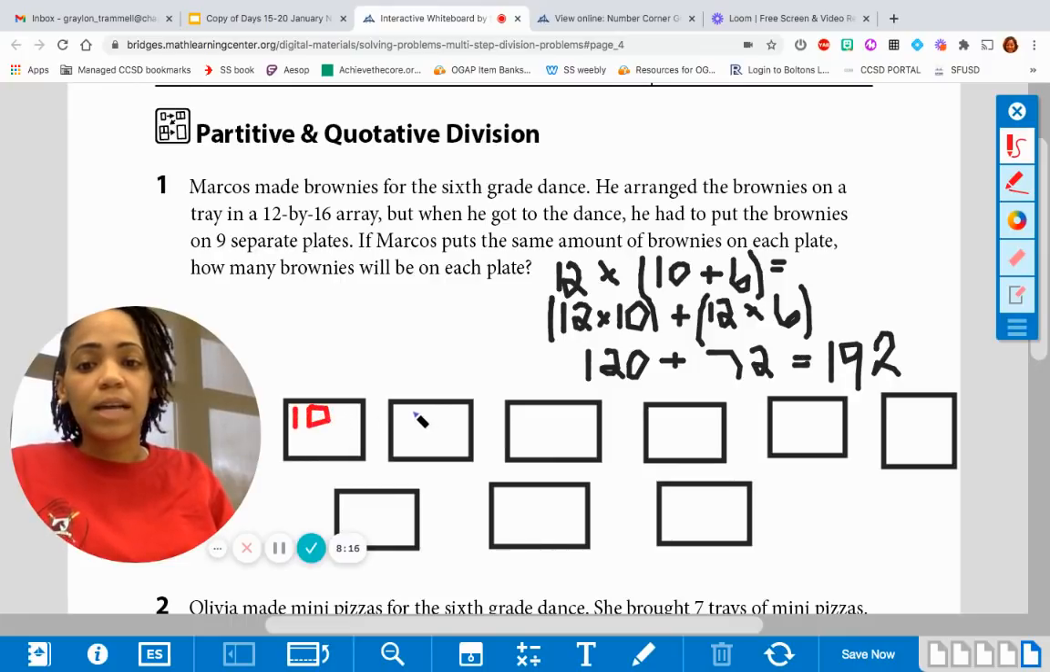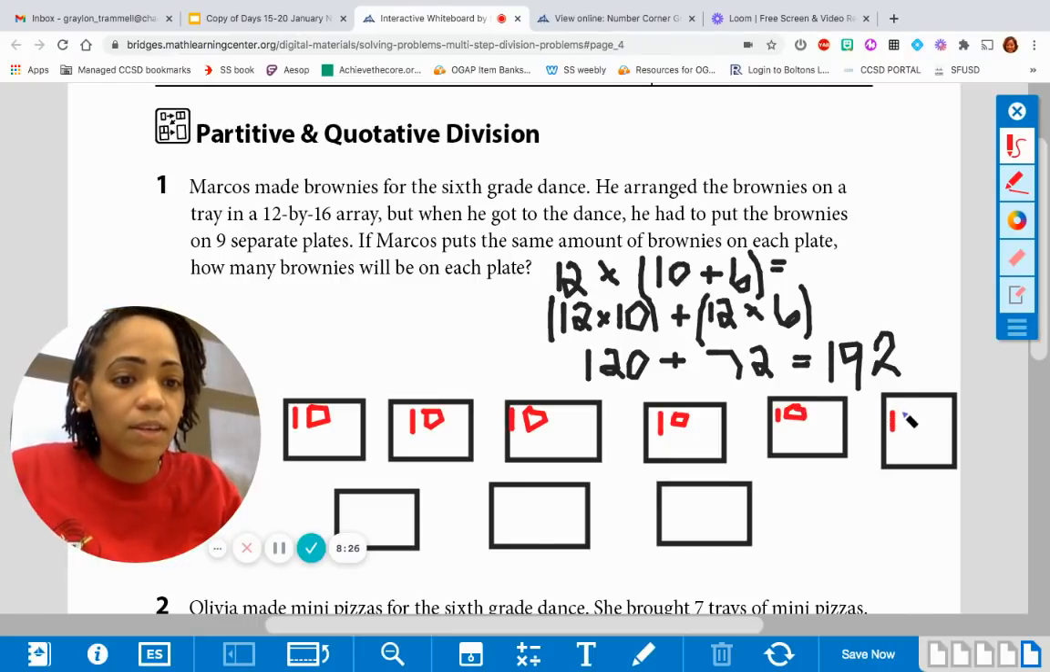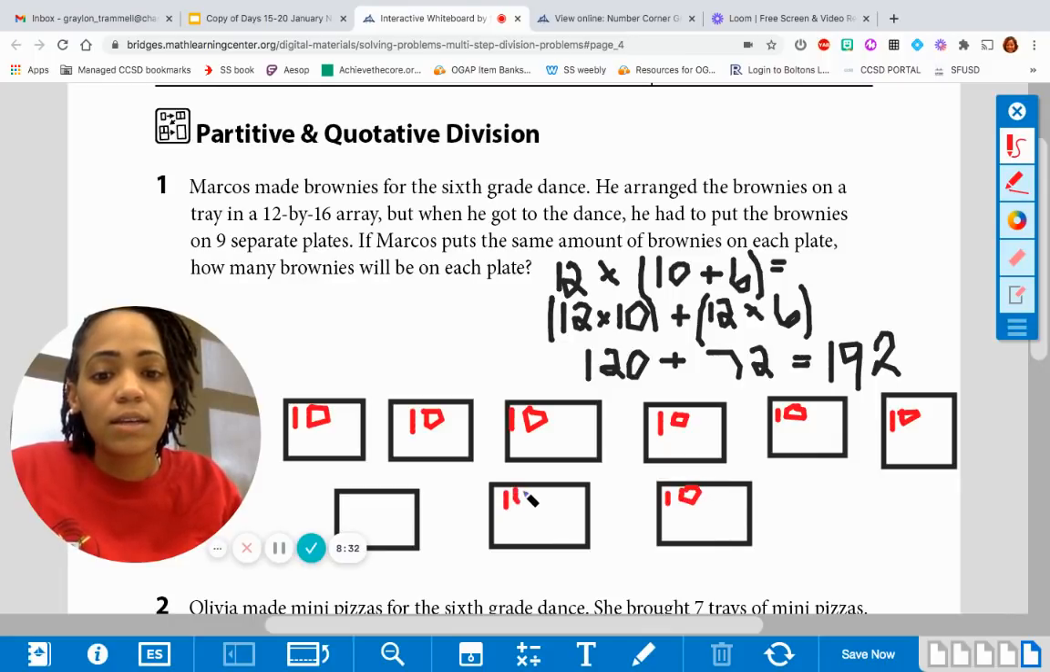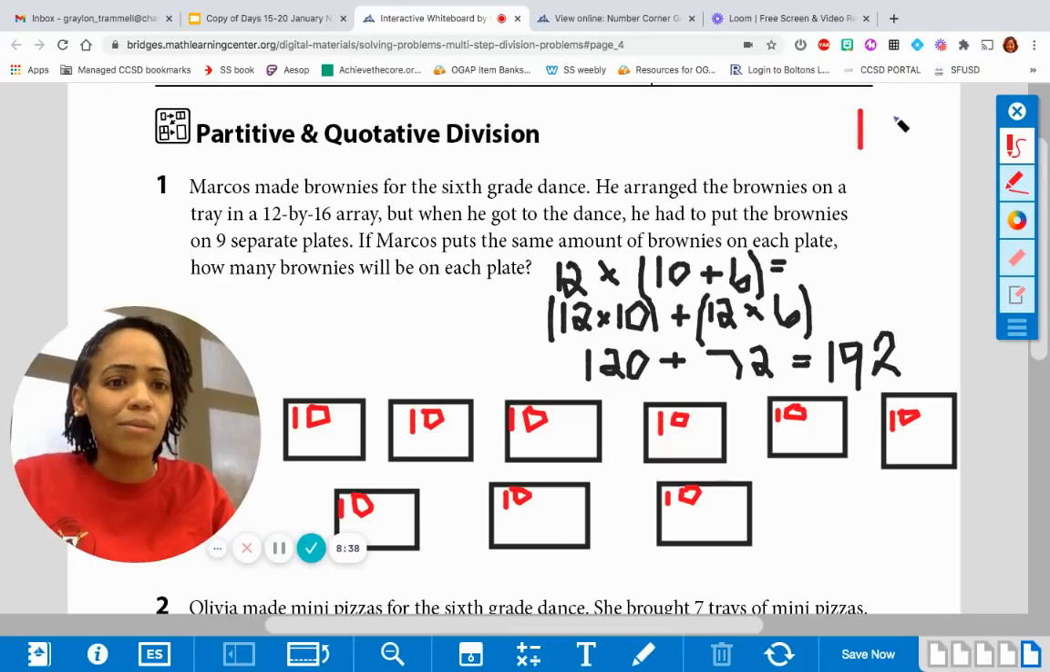Okay? So I got 10, 20, 30, 40, 50, 60, 70, 80, 90. So now, how much do I have left to go? I have 192. I'm taking 90 away, which means now I have 102.